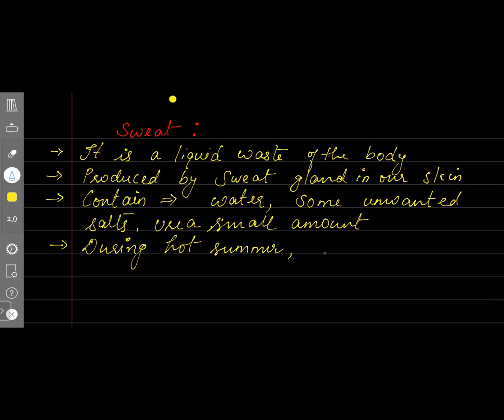In summer, we sweat a lot. Why do we sweat a lot? Because as the temperature increases, our body will also feel heat, so the sweat comes outside. Okay, so what happened? The water will get evaporated from our body. So we sweat a lot, and this gets evaporated.